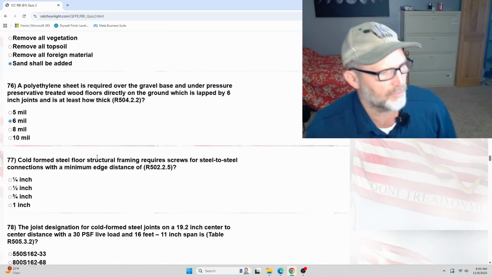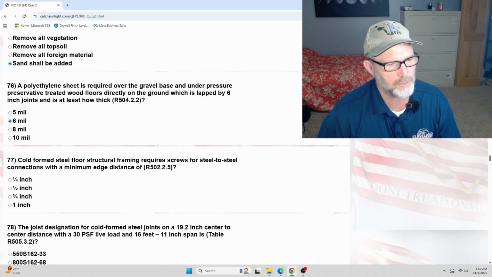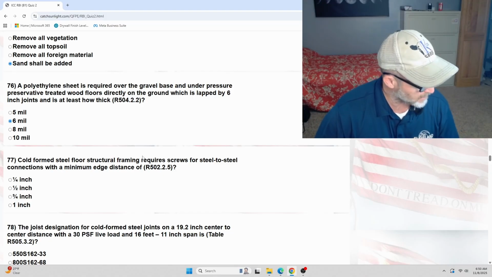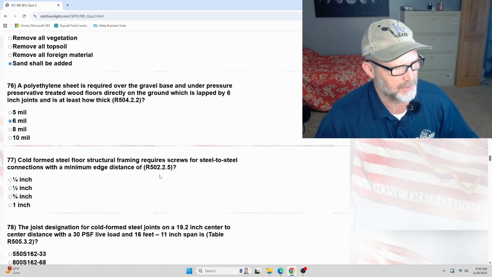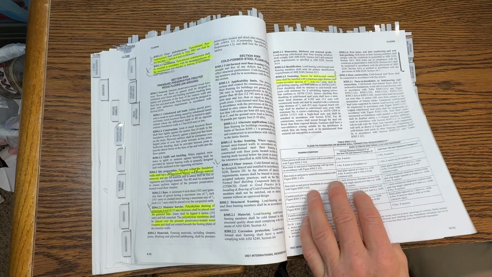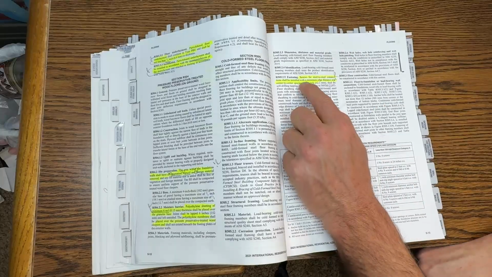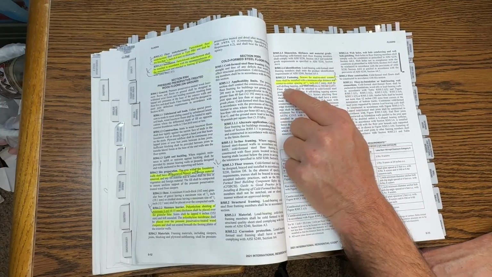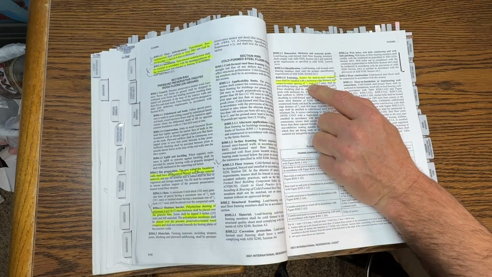All right, cold form steel. Floor structural framing requires screws for steel to steel connections with a minimum edge distance of what? Little confusing. This is not a straightforward question, but I'll show you the reference for it. You can see it, R502.2.5. R502.2.5 says screws for steel to steel connections shall be installed with a minimum edge distance and center to center spacing of 1/2 inch. So the answer there would be 1/2 inch.